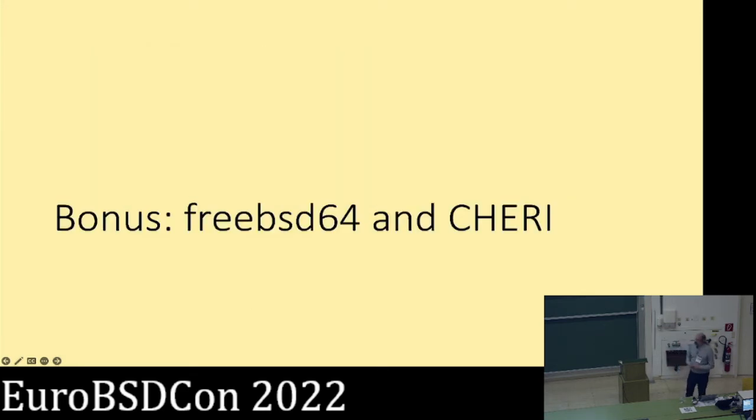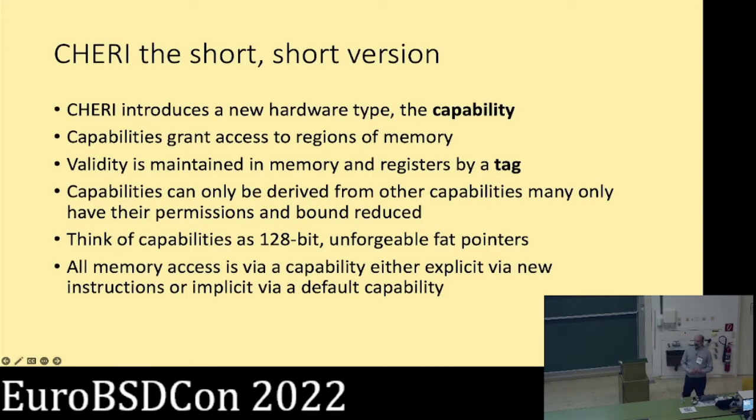So a little bit of bonus content on FreeBSD64 and how that works in CHERI. We don't have time for a full introduction to CHERI. It's easy to give a 2-hour talk on CHERI. I'm going to give you the 2-minute talk. The short version is that CHERI introduces a new hardware type called the capability. Capabilities grant access to regions of memory. Their validity is maintained in both memory and in registers through a tag value.